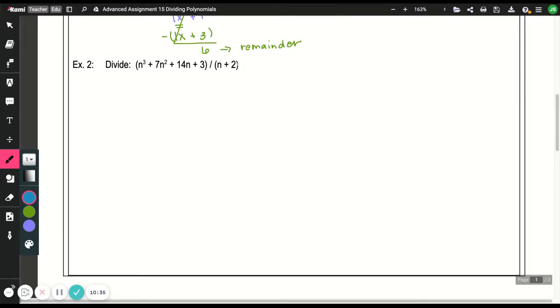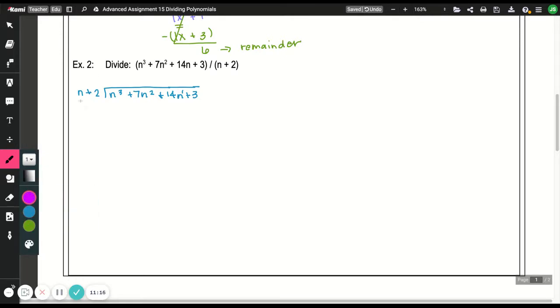So the thing you're dividing by, n plus 2, goes in the front. And then the dividend is n cubed plus 7n squared plus 14n plus 3. So remember, it's critical to check n to the third. If it starts with an n to the third, does it have every single exponent all the way down? Make sure that it doesn't skip. So 3, 2, 1, constant. We're good.